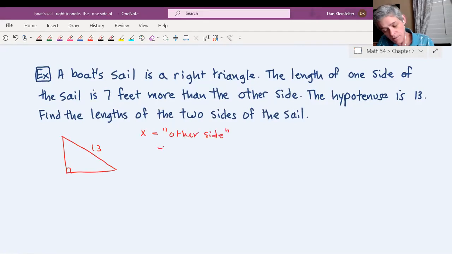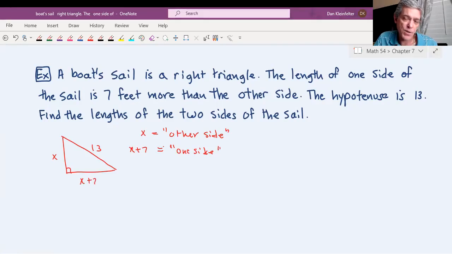And then what the problem is referring to as the one side is 7 feet more than the other side. So where the other side is x, the one side will be x plus 7. So we have x plus 7, and then the hypotenuse 13. So we've taken everything we can out of the wording of the problem.